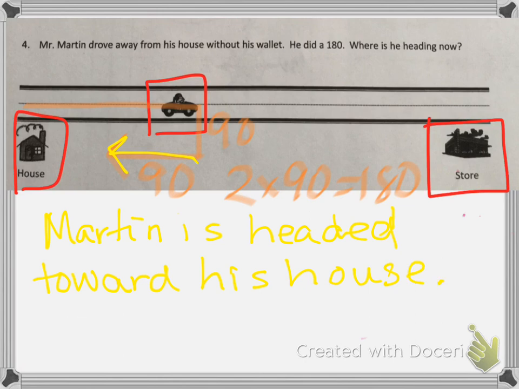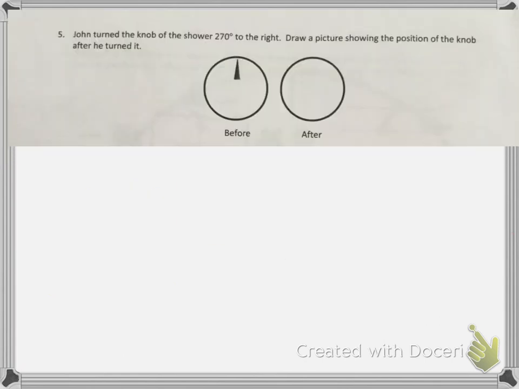Again, pause if you need to. I'm going to keep going. All right, John's in the shower. He turned the knob on the shower 270 degrees to the right. Draw a picture showing the position of the knob. Well, let's look at the before knob first. Here's the knob when he got in the shower. Okay? He has to turn the water on, and he wants to turn it 270 degrees.